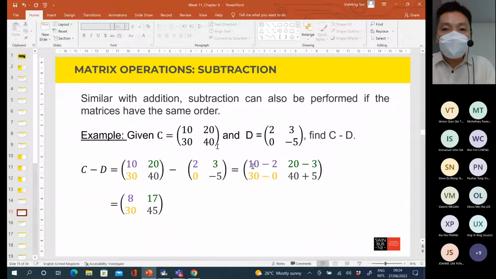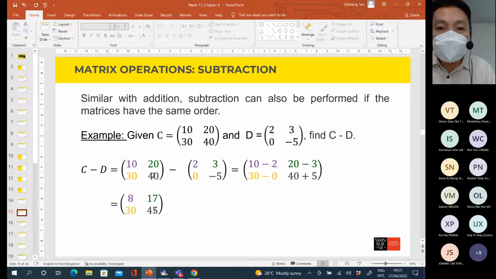So 10 minus 2 will get 8. Then we'll move on to this number, row number 1, column number 2. So we use 20 minus 3 and get 17. Then 30 minus 0 is equal to 30. Then lastly, use 40 minus negative 5. 40 minus negative 5 becomes 40 plus 5, so it's equal to 45.